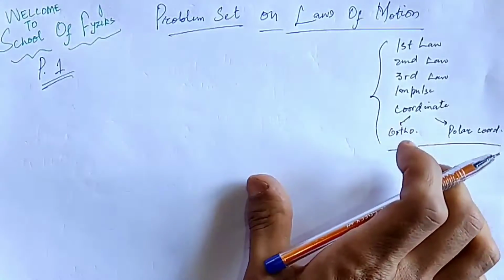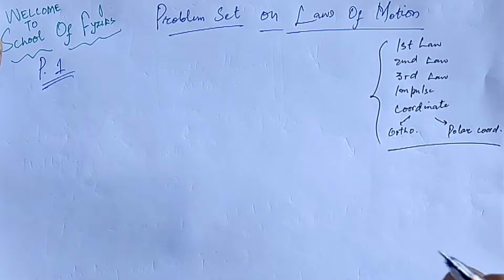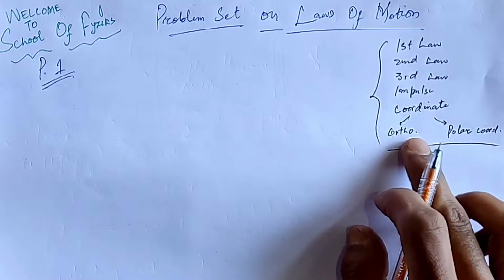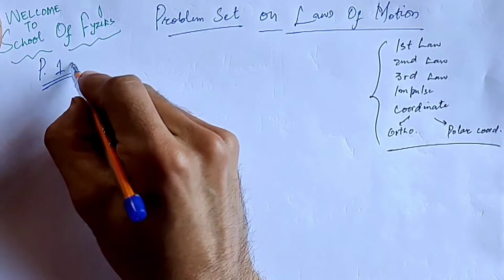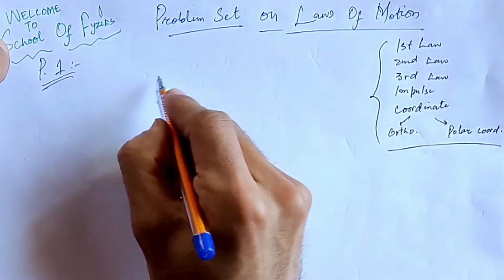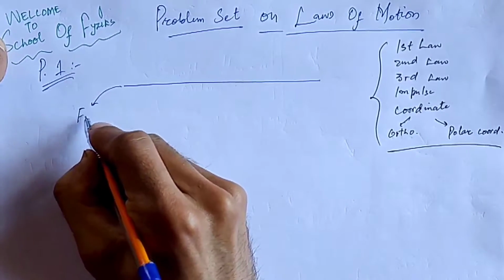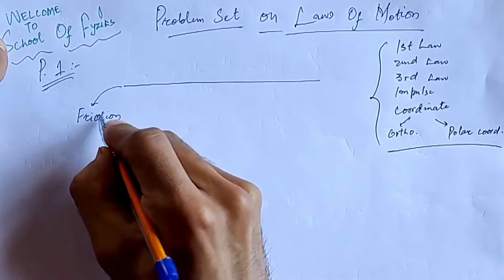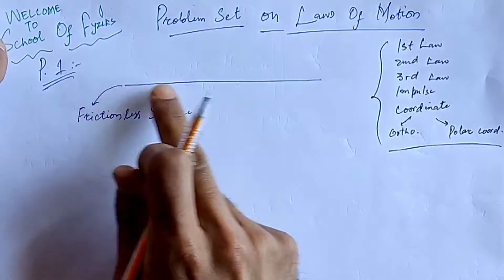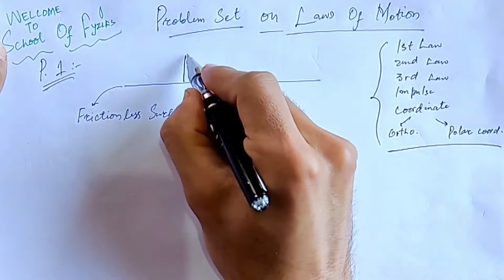It deals with the second law of motion and the third law of motion, and in other problem sets we will discuss other ideas as well. So here, first problem, consider two bodies on a surface. This is a frictionless surface. Keep that in mind, it is a frictionless surface. We are considering a frictionless surface, and on that we have two bodies.